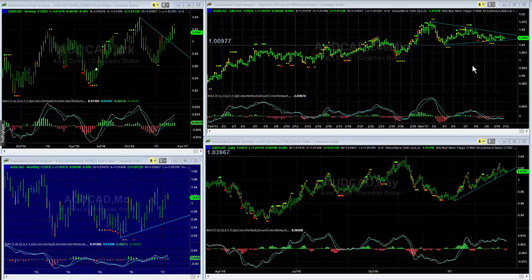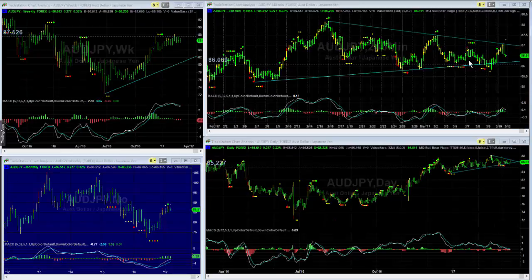Okay, so first thing we're looking at is the Australian dollar loonie, and you can see we're still in this pennant on the 240 and along this trend line on the daily. So we're still seeing a mixed result here, but we're inside that pennant. We're going to break out in one way or the other, so keep an eye on that for potential entry.